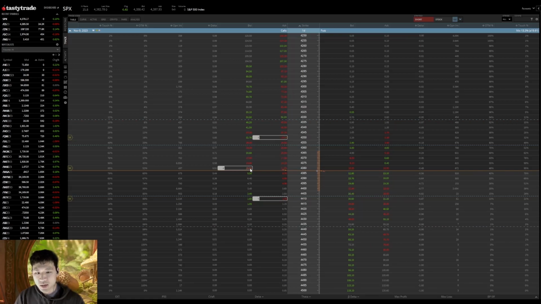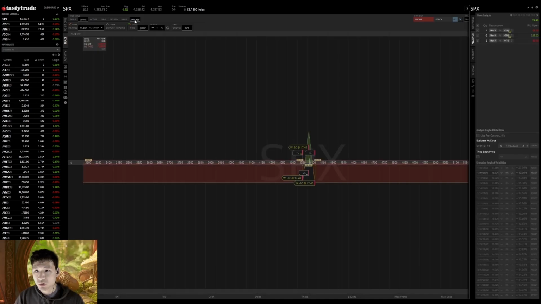Right here, I basically sold 2 calls. You could do 2 calls or 2 puts. It doesn't actually really matter that much. You're going to be short premium in the center, and then you're going to go 30 wide on both sides. So this is 4380. I go ahead and minus 30, 4350, plus 30, 4410.